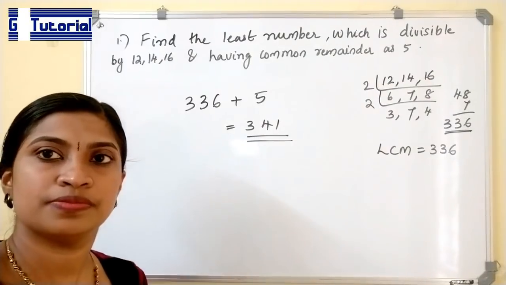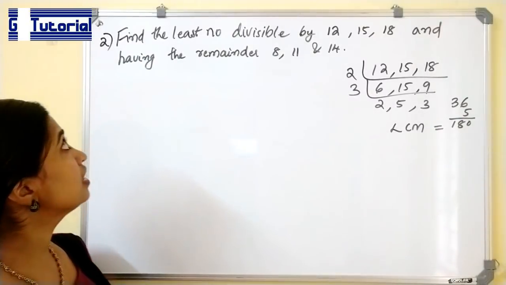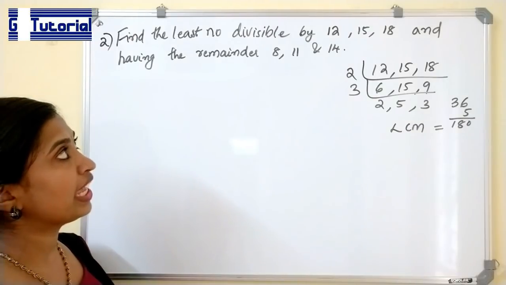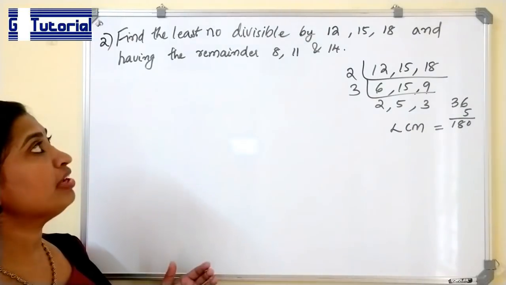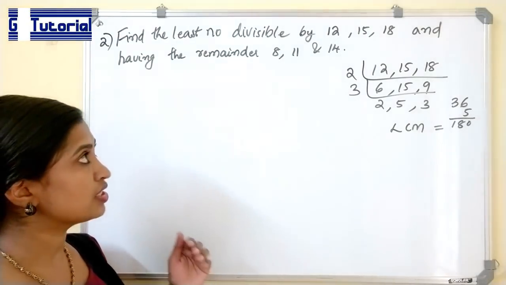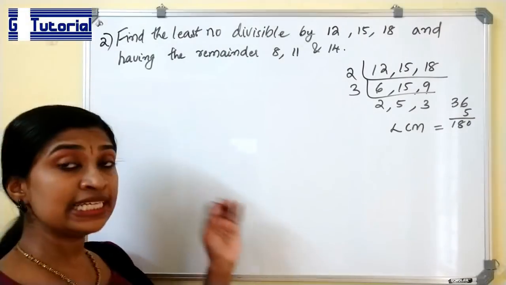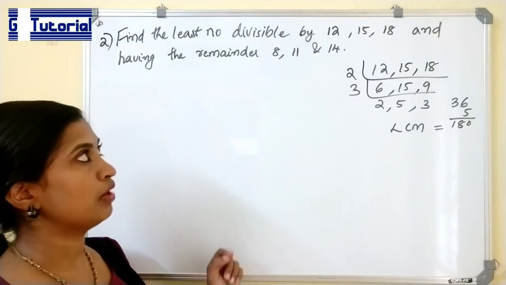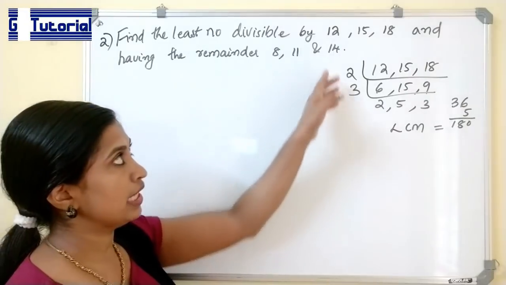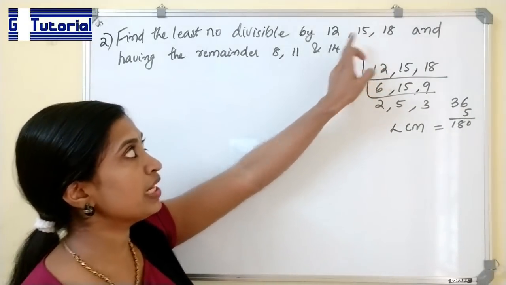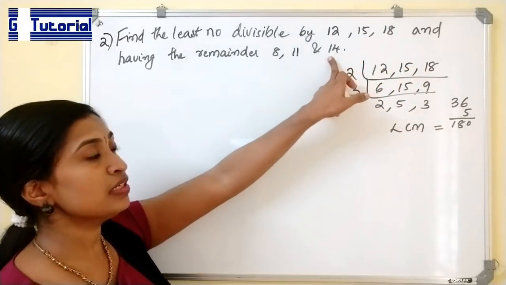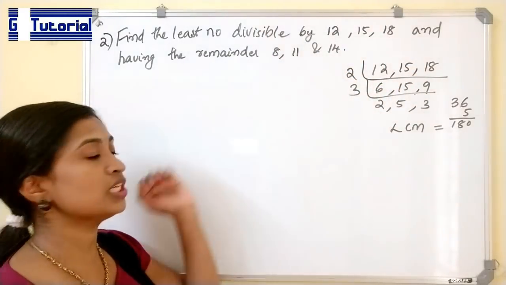Next question. Find the least number divisible by 12, 15, 18 and having remainders 8, 11 and 14. Here we are asked to find a number. Find the least number that, on division by 12, leaves a remainder 8, and when divided by 15 leaves a remainder 11, and when divided by 18 leaves a remainder 14. So find such a number.